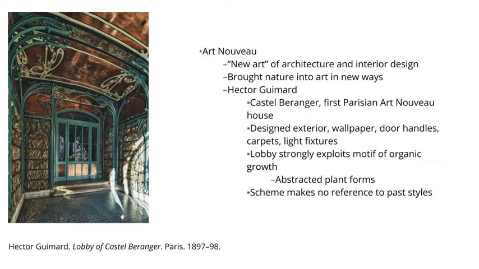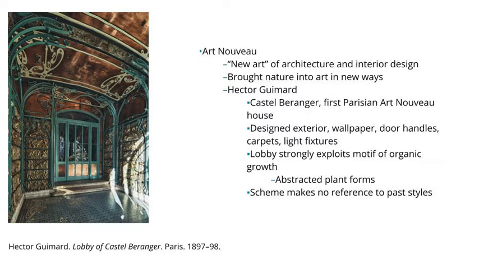Now, Art Nouveau literally means new art, and it was considered the new art of architecture and interior design, and it brought the idea of nature into art in new ways. So there were lots of depictions of flowers or vines or organic shapes like that. Here we have Hector Guimard's Castel Béranger. This is a lobby within the castle, and this castle is the first Parisian Art Nouveau house.